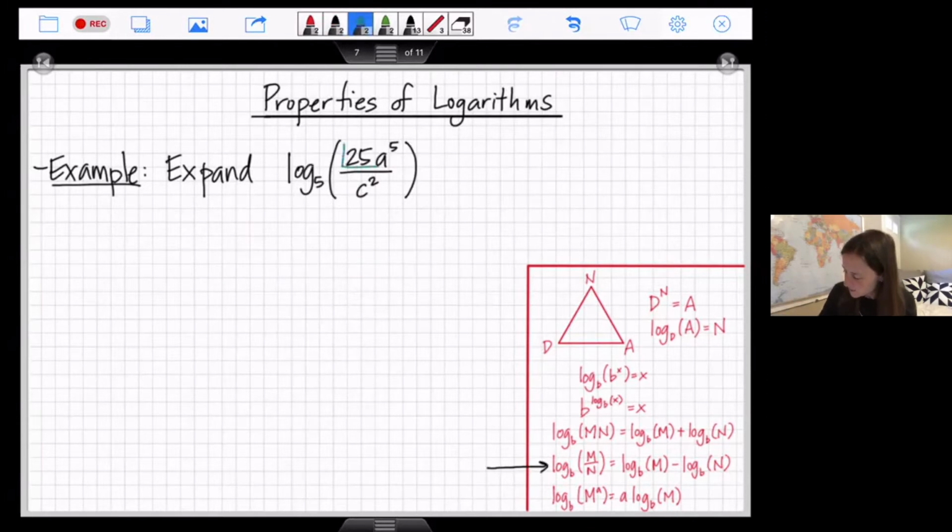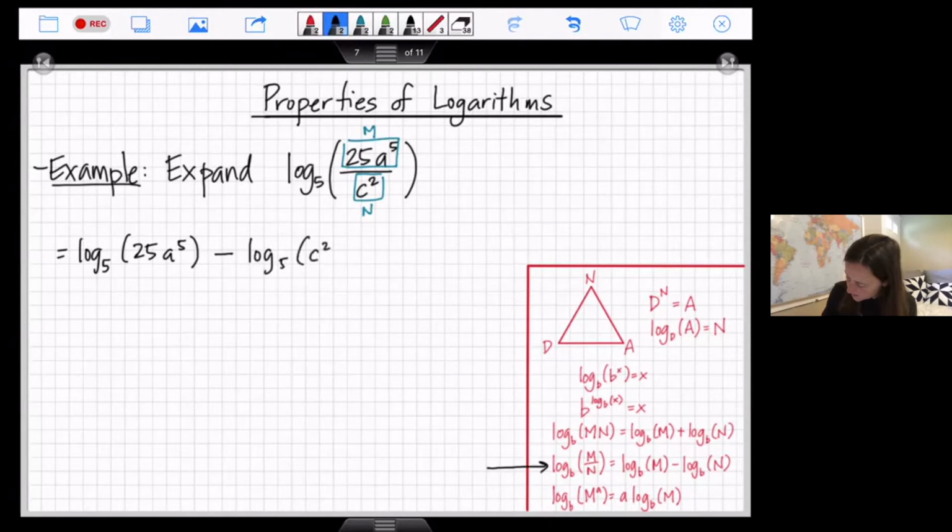So I'm going to treat 25a to the 5th like my m, and c squared is my n. I'm going to expand this into 2 logarithms, distribute it to the top: log base 5 of 25a to the 5th minus log base 5 of c squared. All right, so again, looking at these completely separately, I know that in that second logarithm, I can take this 2 and bring it down out front. That's coming from that property there.